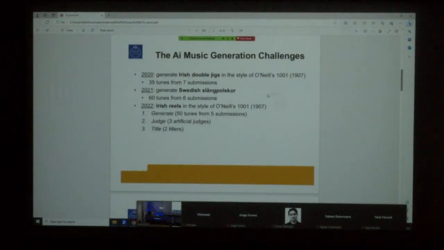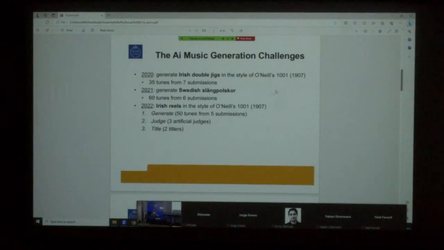In 2020, we had the first iteration of this challenge, coincident with the AI Music Creativity Conference. The challenge was to generate Irish double jigs in the style of a collection assembled around the turn of the 20th century, O'Neill's 1001. We had seven submissions generating 35 tunes, and the results of that were discussed at the conference.